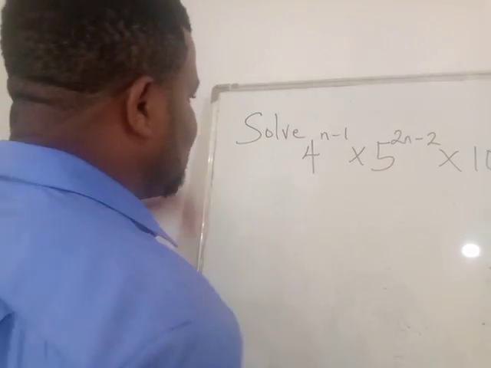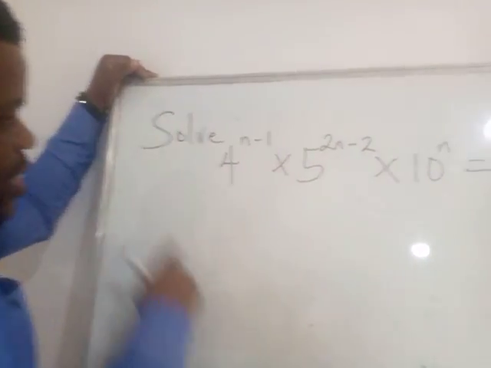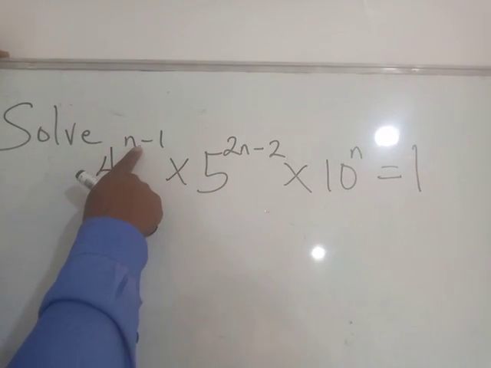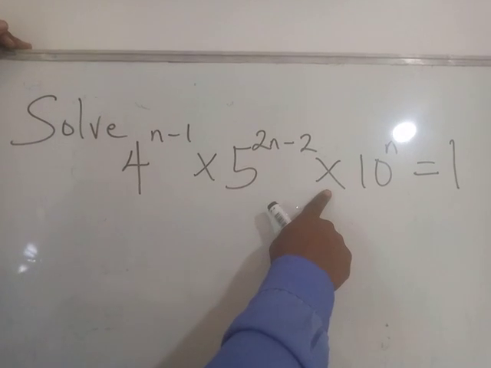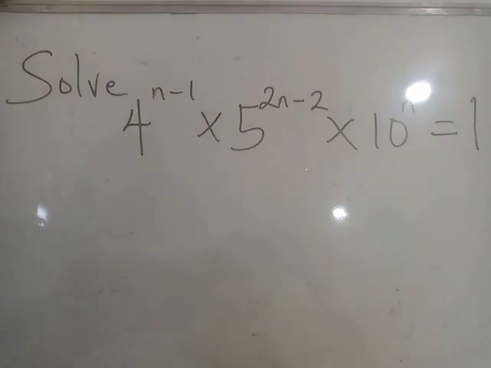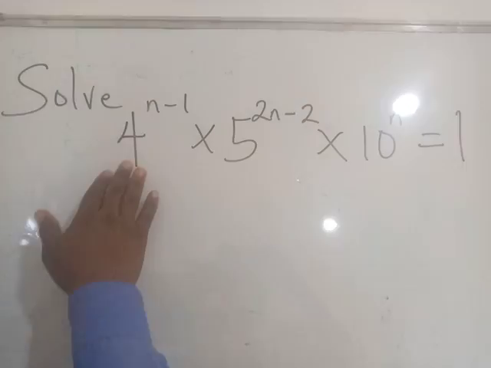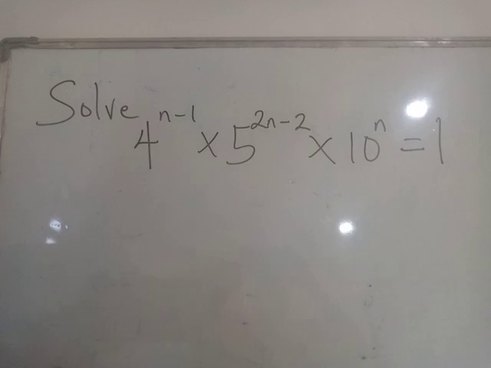Today we want to see how we are going to dismantle this question. We are asked to solve 4 raised to power n minus 1 multiplied by 5 raised to power 2n minus 2 multiplied by 10 raised to power n equals 1. So we go ahead and you notice that they have different bases. So let's see how we are going to do that.